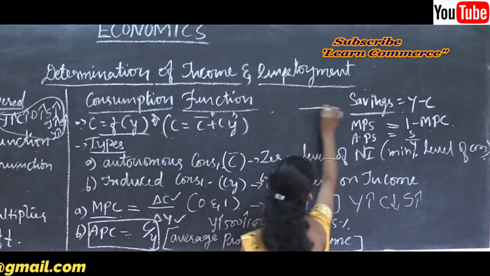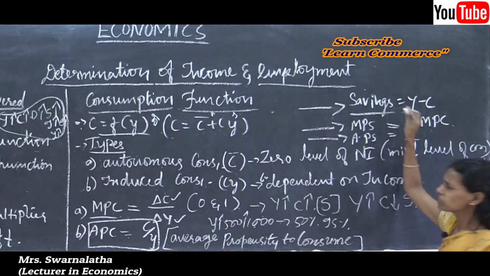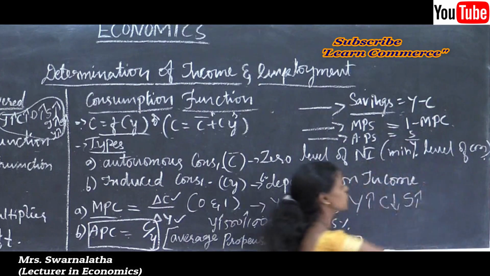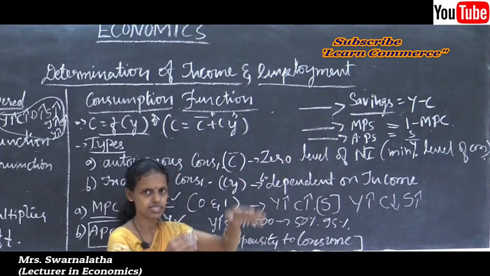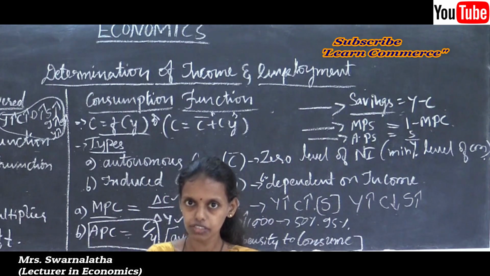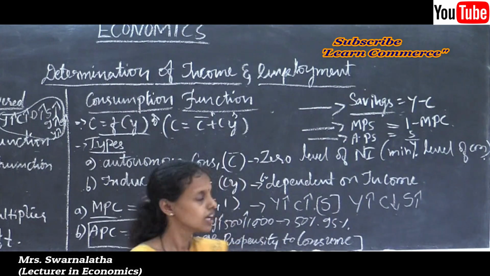Next concept we are going to cover here is savings. What is savings in the economy? Savings is nothing but Y minus C. Y minus C means income minus consumption. Say your income is 500 rupees in one day.